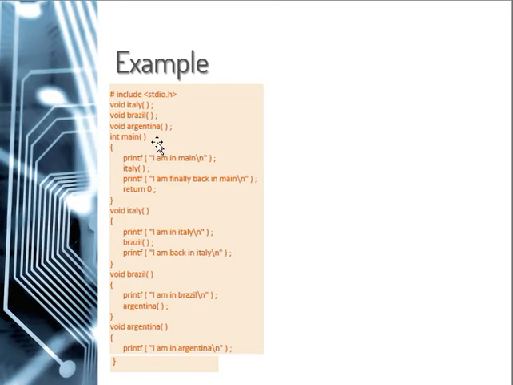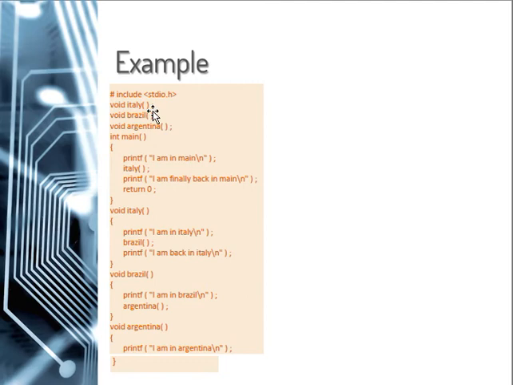Okay, so a function can call another function. So since main is a function, main can call another function. And since Italy is a function similar to main, of course, Italy can call another function. But the difference between the functions you defined and main is that main is the one recognized by the compiler as the one to be called first.